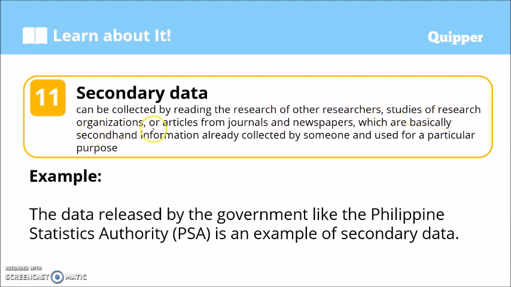Next, for secondary data naman, these are data that can be collected by reading research of other researchers, studies of research organizations, or articles from journals and newspapers, which are basically second-hand information. Kung ang primary ay first-hand information, yung secondary data naman, these are second-hand information. They are already collected by someone else and used for a particular purpose. Halimbawa niyan yung data na kinukuha natin sa PSA, yung Philippine Statistics Authority. That's an example of secondary data.